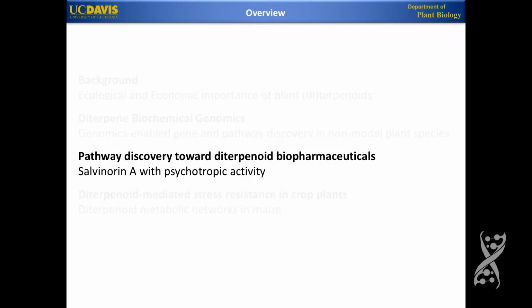And so using these tools, what I just want to show you today are two small examples of how we have used this. One example in a non-model system where we are looking into this compound here, salvinorin A, in a medicinal plant. And then another example where we find new diterpene pathways involved in maize pathogen defense.